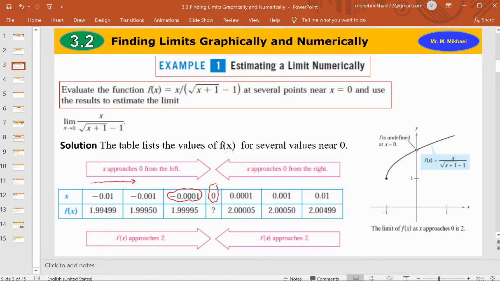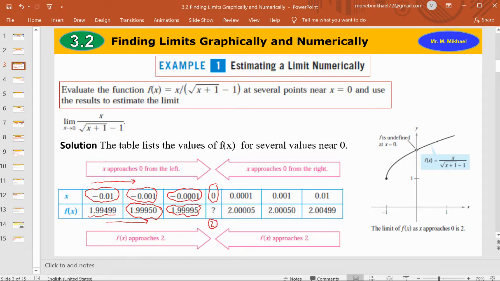Okay, and as you substitute these x values, guys, when you substitute the first value negative 0.01, you get this y value, 1.999499. When you substitute a smaller x value closer to 0, you get this y value, and this y value is very close to what? Can you conclude something? When we get closer to 0 and we substitute this value, we get this value. So guys, as you approach 0 from the left, the value of f of x approaches what? Yes, you are right. It approaches 2.